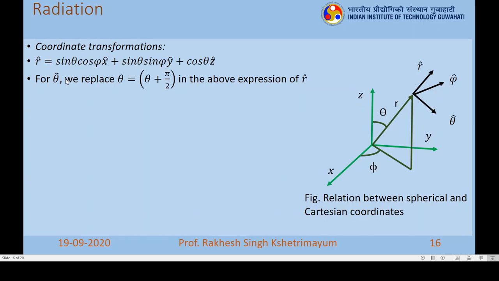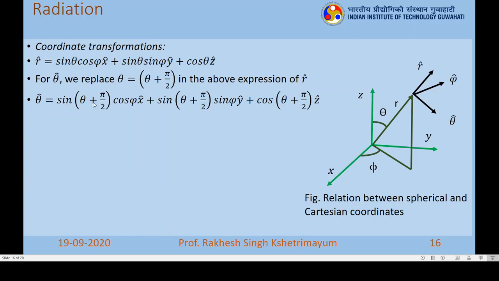Theta unit vector, you know that is perpendicular to the r unit vector. So in this expression, you just need to replace theta by theta plus pi by 2, then you will get the expression for theta hat. So when I replace this theta by theta plus pi by 2 here, sine of theta plus pi by 2 is cos of theta, cos of theta plus pi by 2 is minus sine of theta. So this is the relation between the theta hat and the x hat, y hat and z hat.